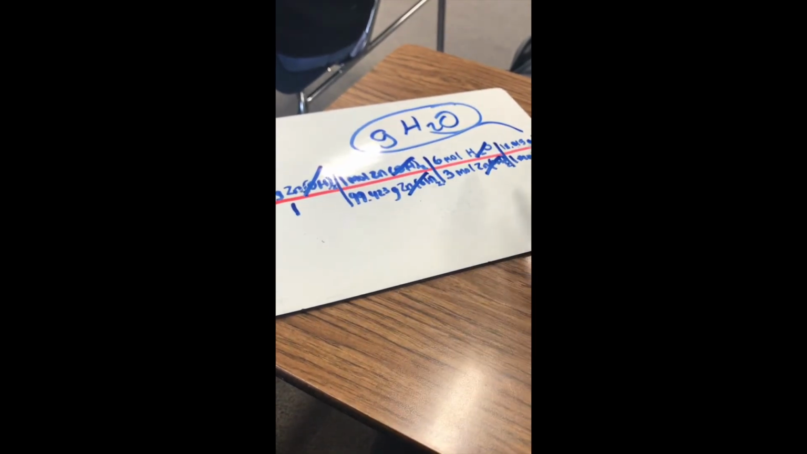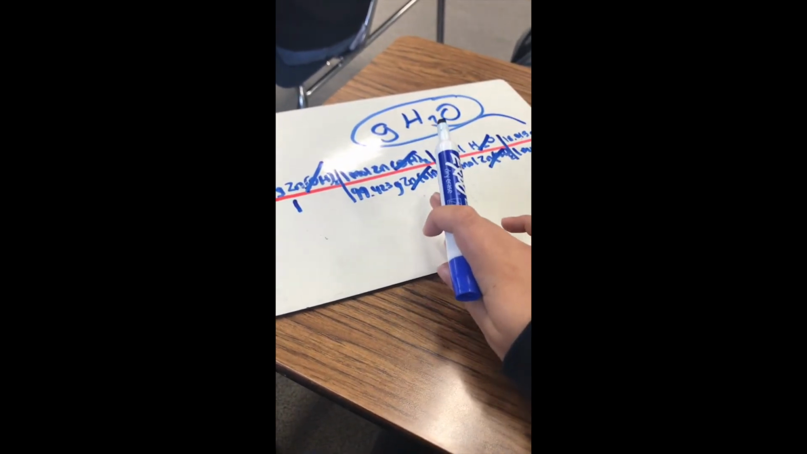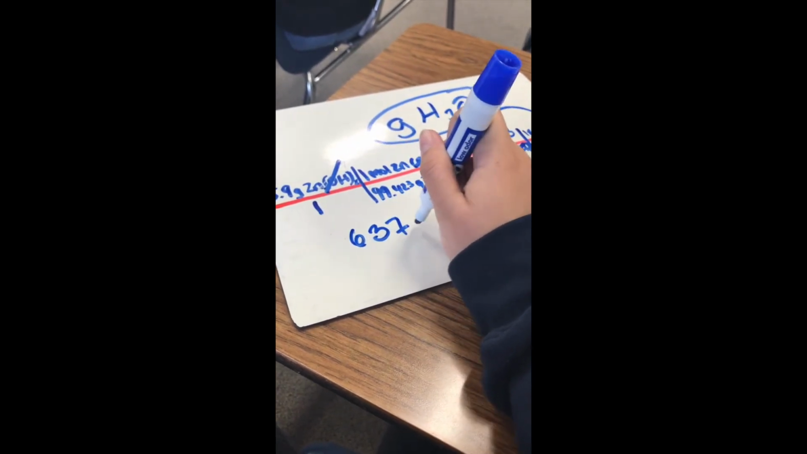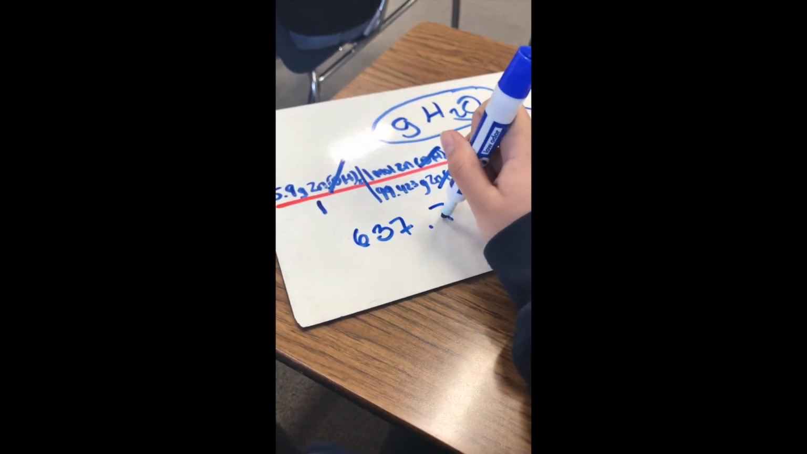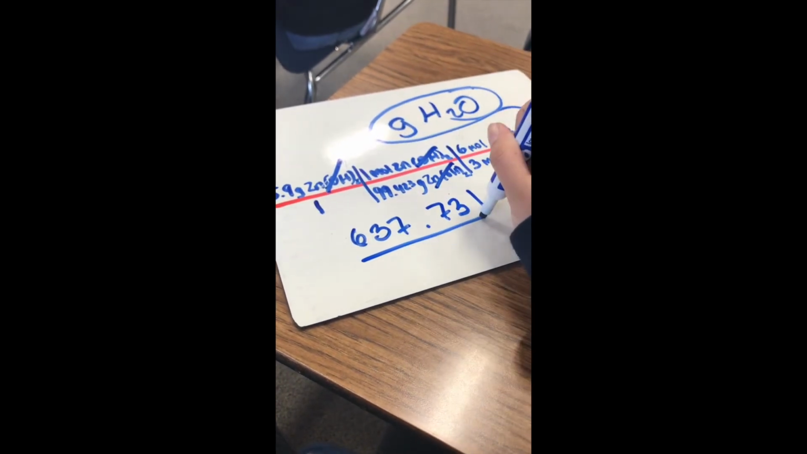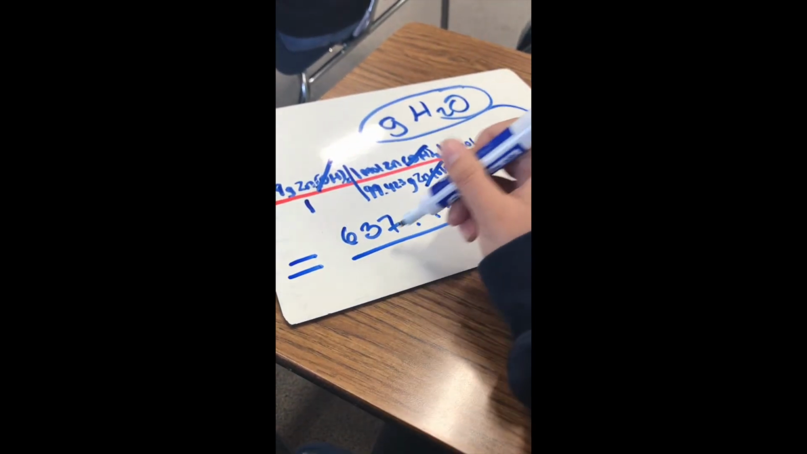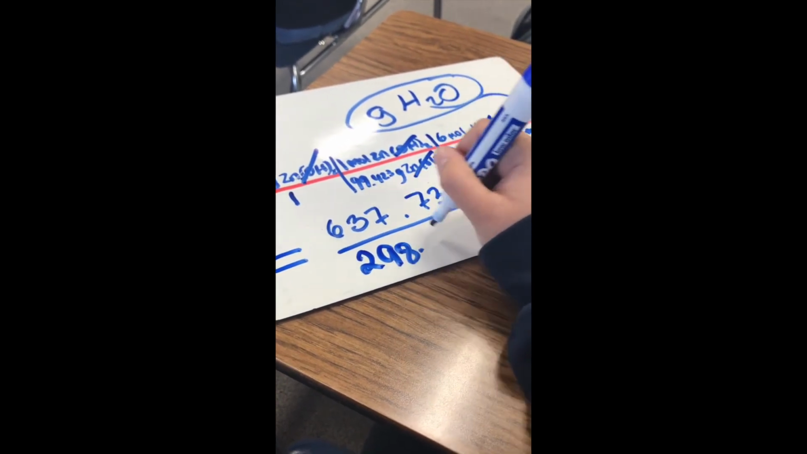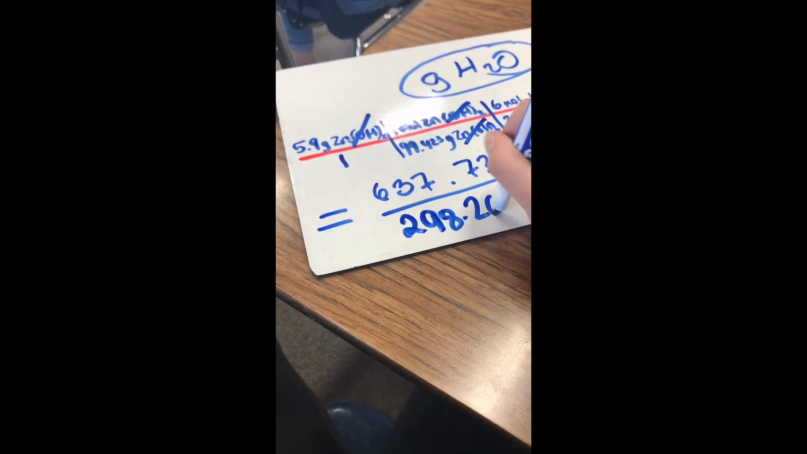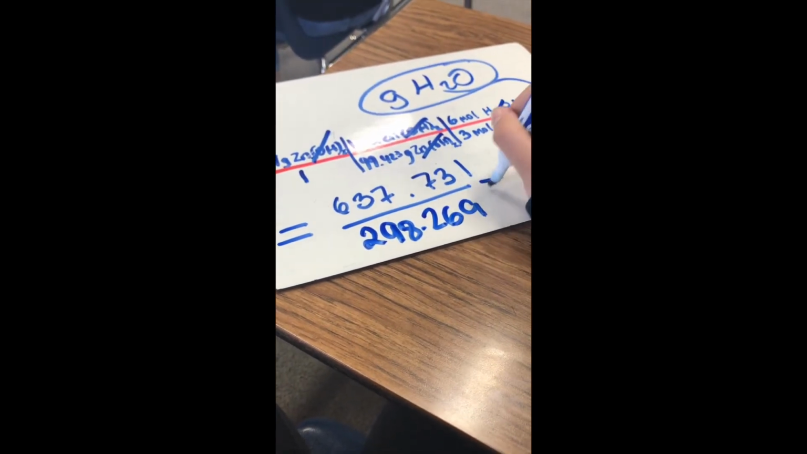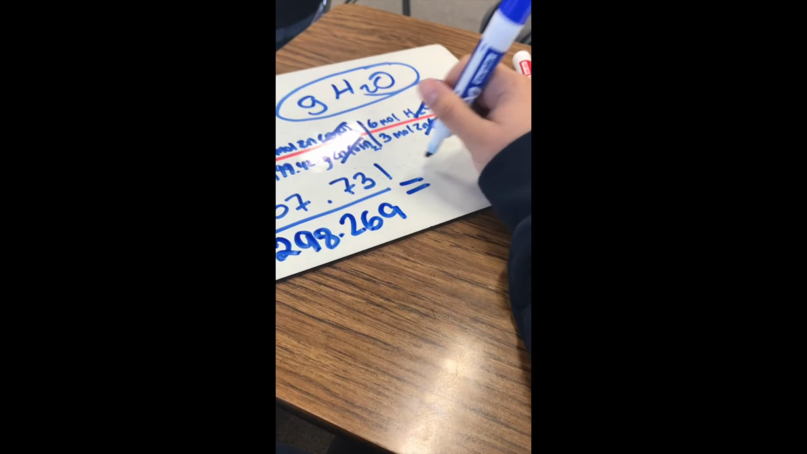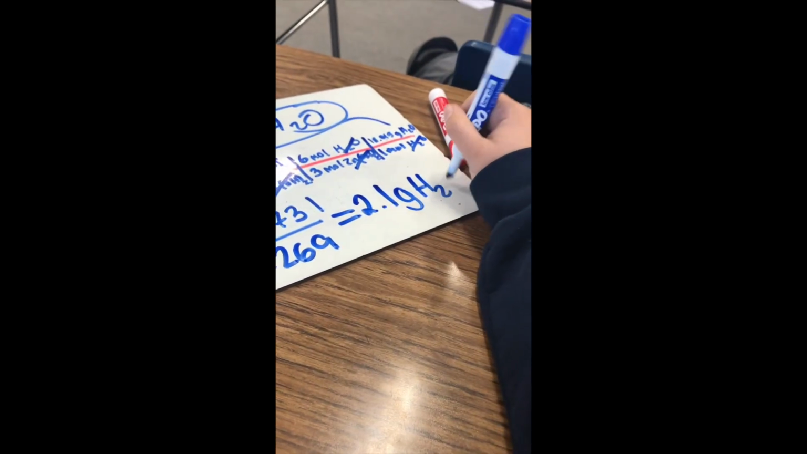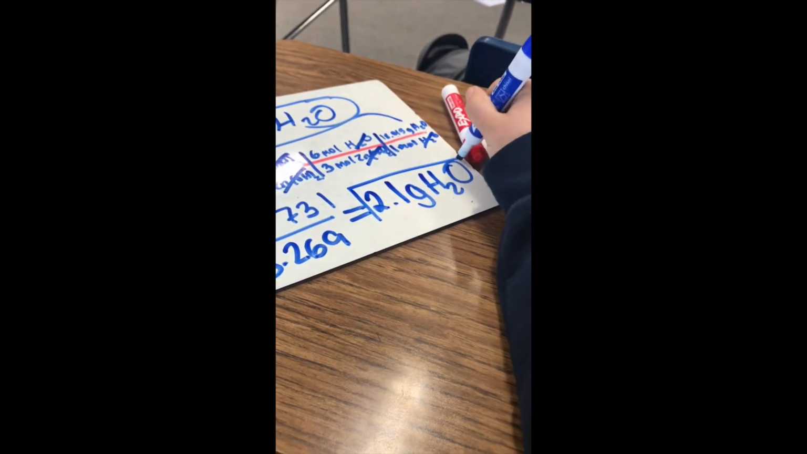So after canceling out everything on top and on the bottom, you will get grams of H2O, and just multiply everything on top and then multiply everything on the bottom, and I got 637.731 on the top over 298.269, and after dividing those, I eventually got 2.1 grams of H2O.